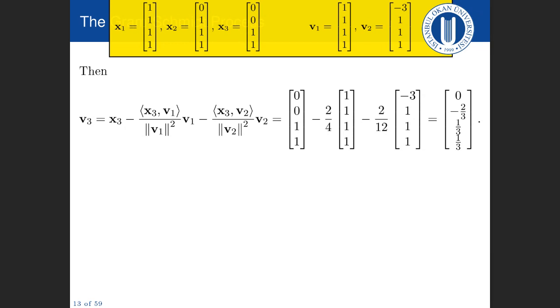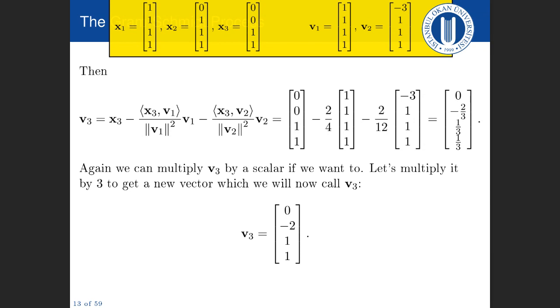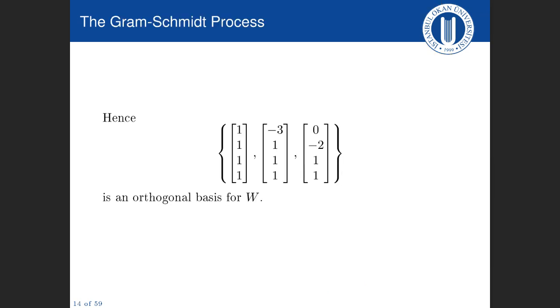And then we could be finished. We found our V1, our V2, our V3. We could stop there if we wanted to, or again, we could multiply it by a number just to make the vectors a little bit easier to deal with. I want to do that here. I'm going to multiply my vector by the number 3, and I'm going to get a new vector, which I'm now going to call V3, equal to 0, minus 2, 1, 1. Then I have an orthogonal basis for W.